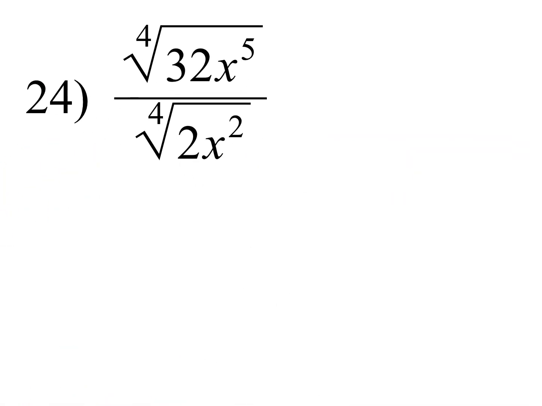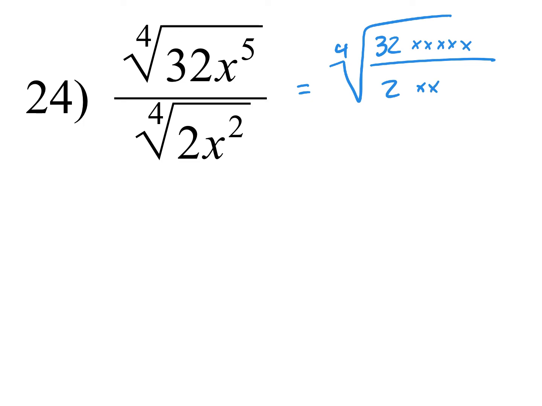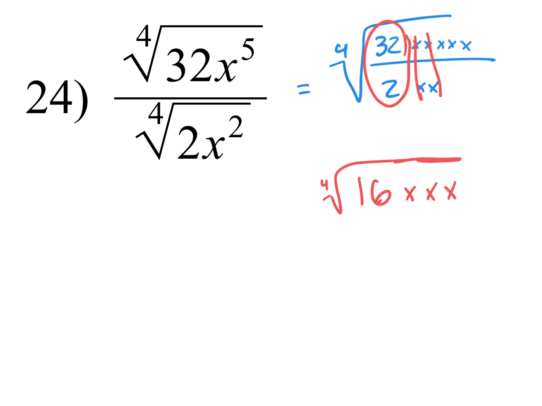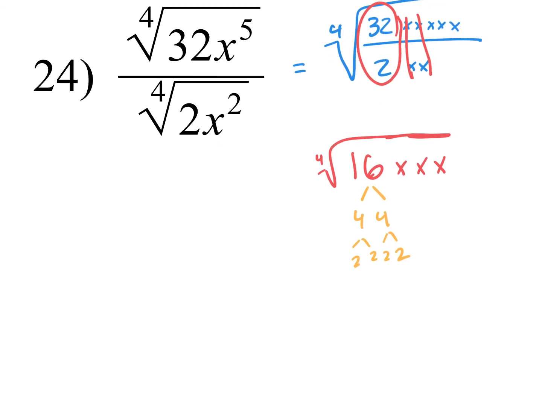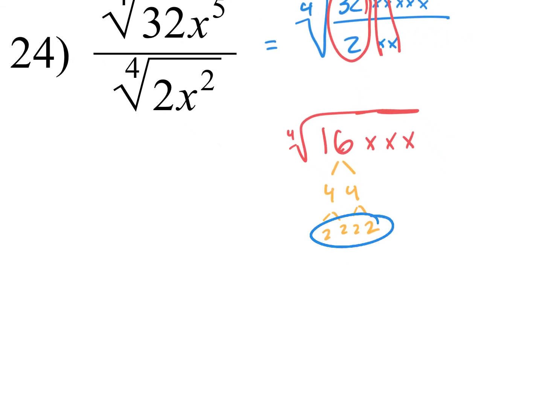Let's look at 24. Can I combine these? Yes, so this would be the 4th root of 32 over 2, with 5 x's over 2 x's. Starting with the numbers, what's 32 divided by 2? 16. And with the x's, how many x's am I left with? 3. So I have the 4th root of 16x cubed. What should I do next? Simplify. What are 2 factors of 16? And 2 factors of 4? So what would I circle? 2. So what comes to the outside? And what's left on the inside? x cubed. So 2 times the 4th root of x cubed.